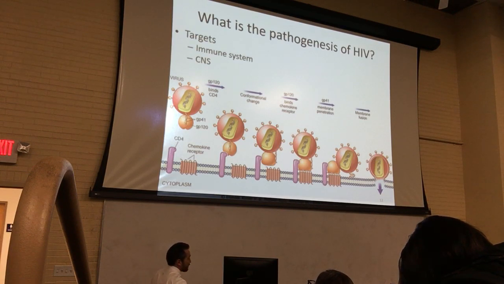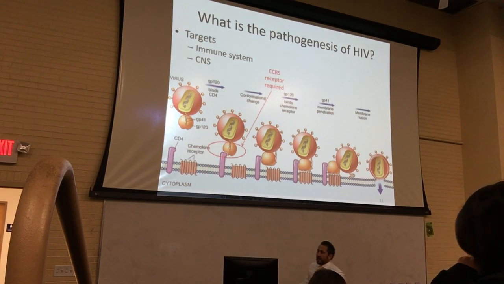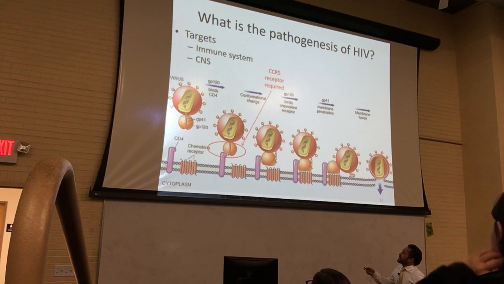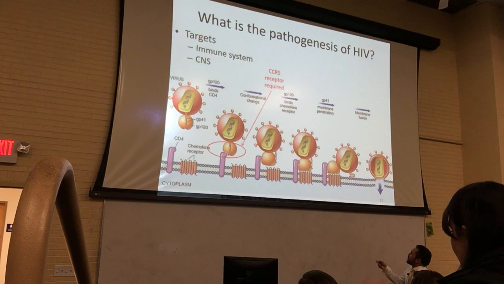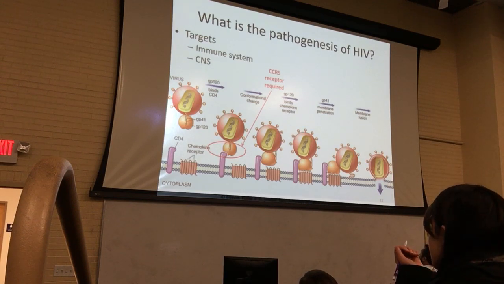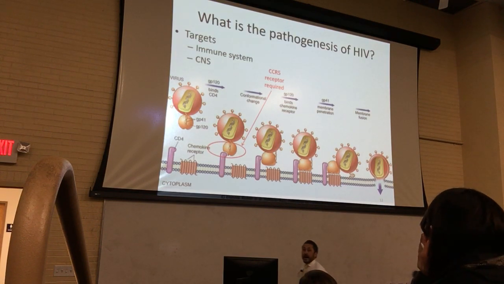The GP120 binds to the CD4. It does this using a CCR5 receptor. It goes through a conformational change. As it binds to the CD4, it slowly penetrates and then dumps in the RNA copy of its genome.